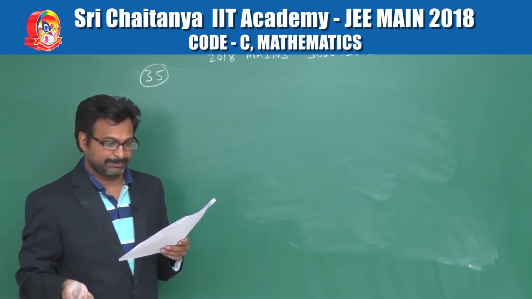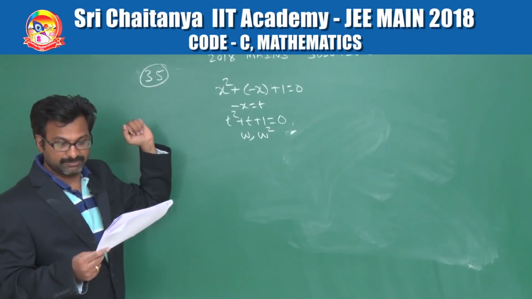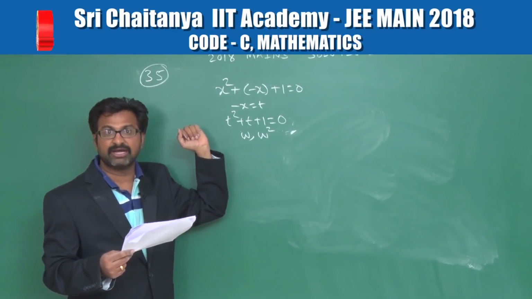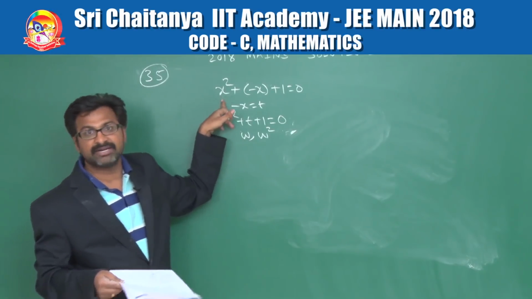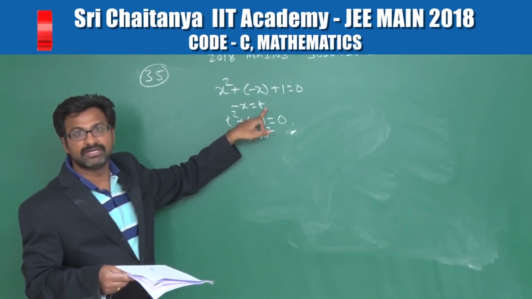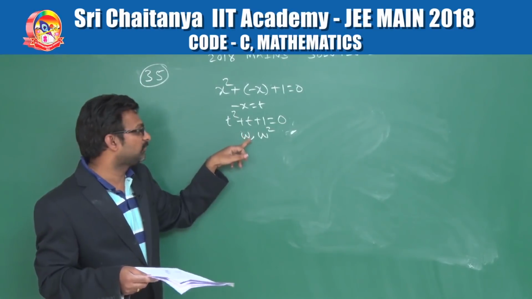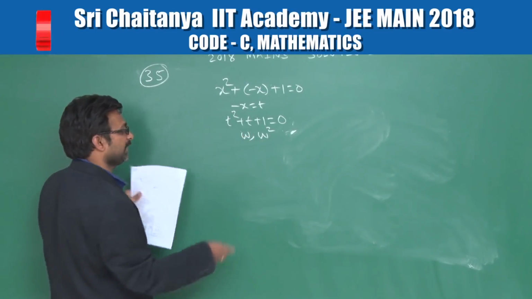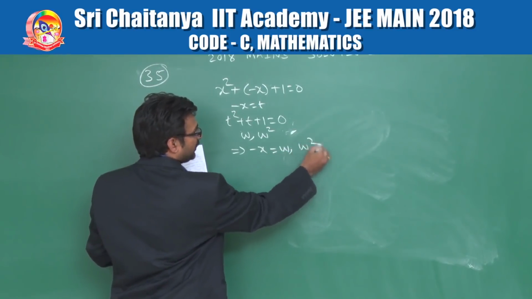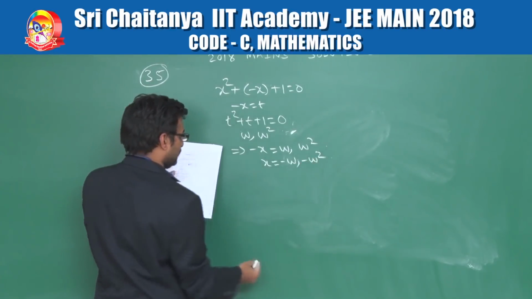Let us see problem number 35. Let us consider the equation x square minus x plus 1 equal to 0, which has two distinct roots alpha and beta, which are complex numbers. This can be written as x square plus minus x plus 1 is equal to 0, where minus x is equal to t. Then it will become t square plus t plus 1 equal to 0, for which all of you know that omega and omega square are the roots. That implies minus x is equal to omega or omega square, which implies x is equal to minus omega and minus omega square.